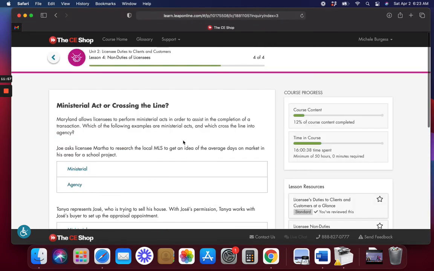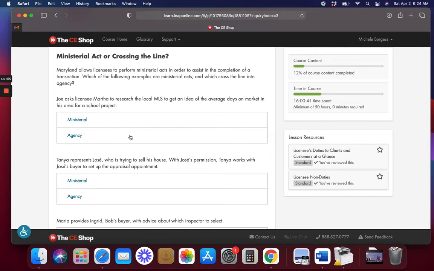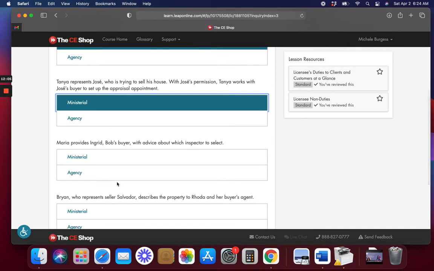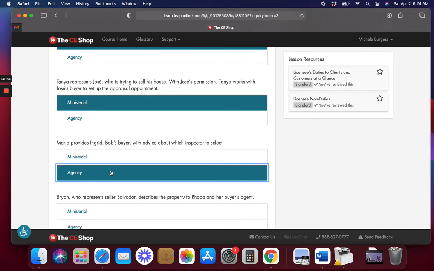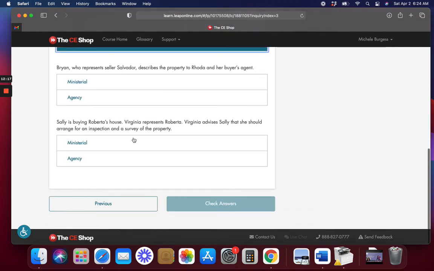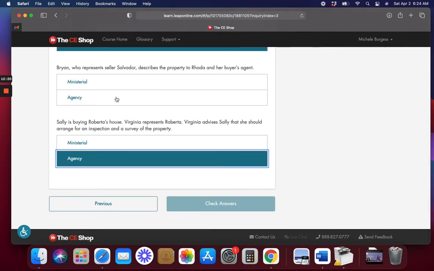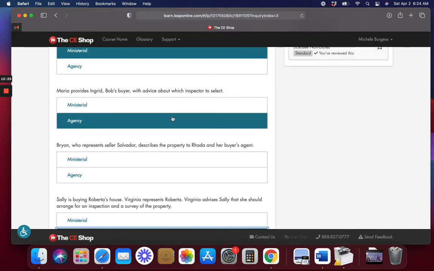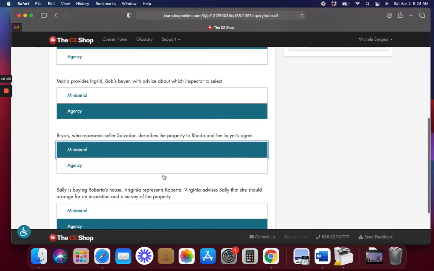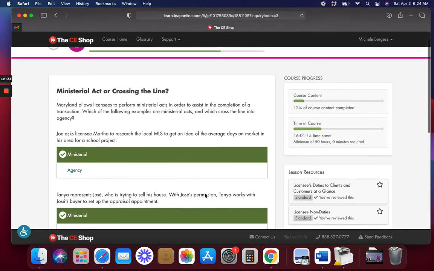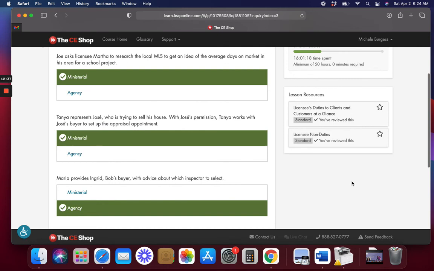Okay, let's try this again. Agency. I got that wrong last time, so I don't want to get it wrong again. Oh boy, what did I say this one was? Agency? I can't remember what this one was. All right, who represents seller describes the property. Okay, I don't know about this one. Okay, good. I got them all right. Well, lucky guess. Okay. There you go. If you're taking a screenshot.